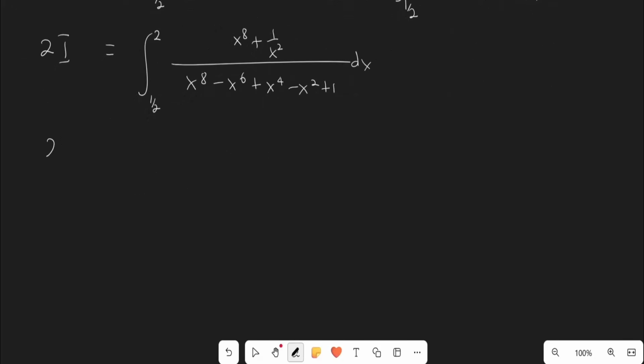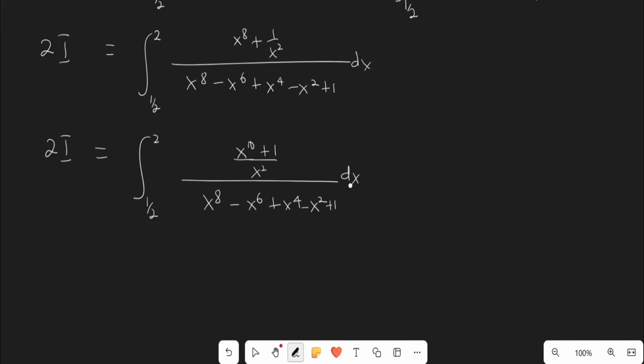So the numerators will combine to this. So 2I is going to be the integral from 1/2 to 2. The numerator is now x raised to the power 10 plus 1 all over x squared. So this is the numerator, and the denominator is x raised to the power 8 minus x raised to the power 6 plus x raised to the power 4 minus x squared plus 1 dx.